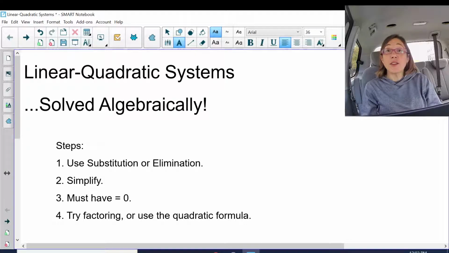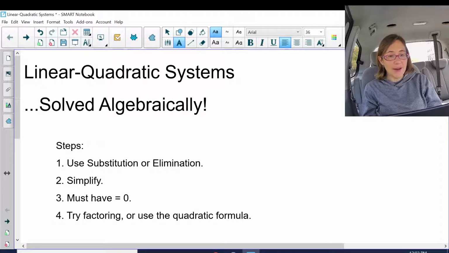So the graph is good to verify your answer and make sure that it makes sense with what you're finding algebraically. So we'll do that today, but we're going to be solving them algebraically. So our two basic strategies of substitution and elimination are still fair game. That's how we solve systems. So we'll be using those today.